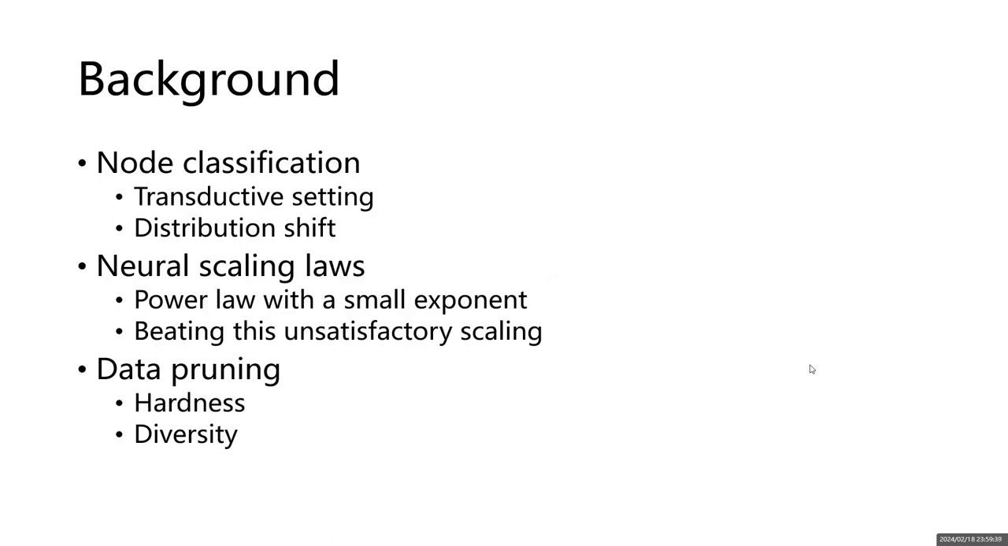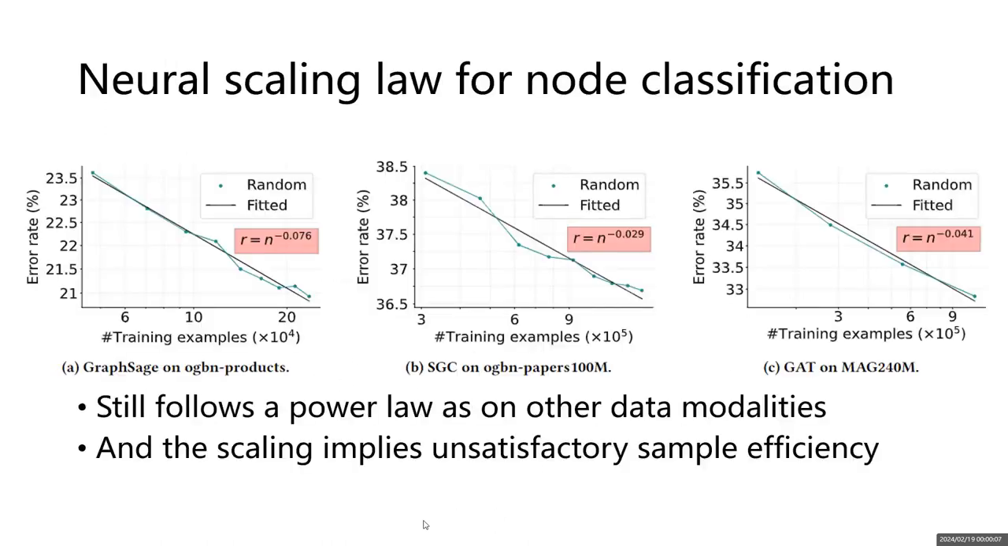There have been lots of results, both theoretical and empirical, that show that in some general cases, the performance of a deep neural network scales with the number of training examples under a power law. When the training examples are redundant, such as the training nodes in a web scale graph, it is natural to consider pruning some of them while keeping the same or at least comparable performance for the learned model. Research in this line mainly considers two kinds of principles, hardness and diversity.